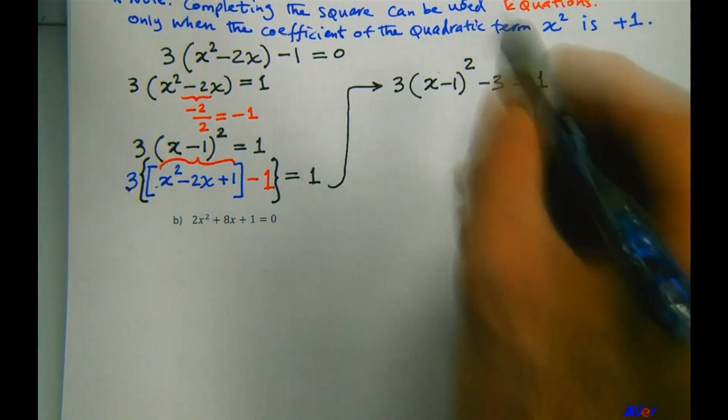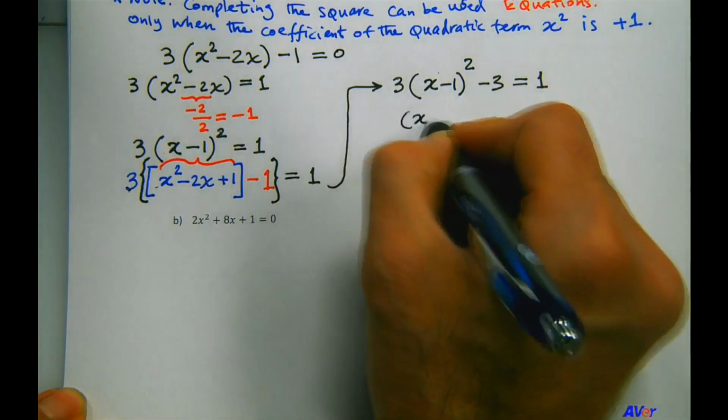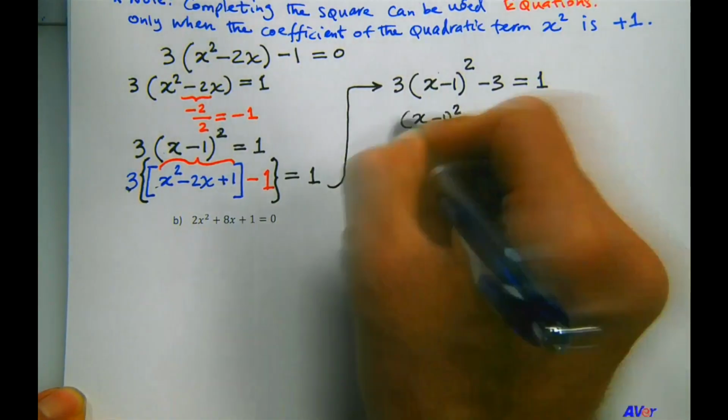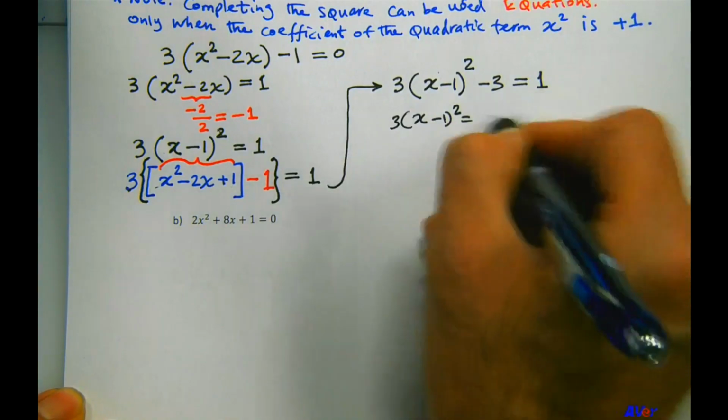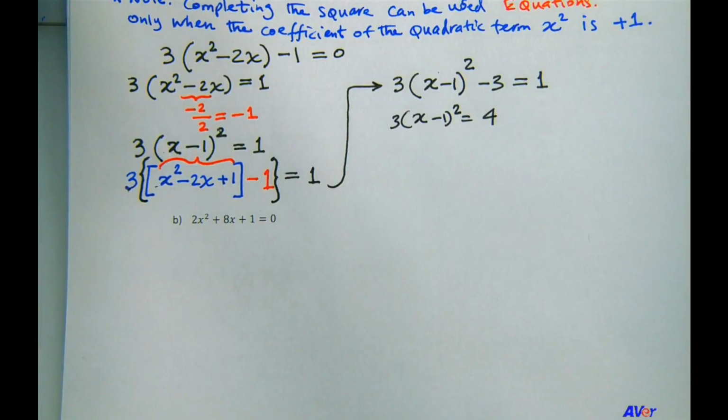So now we have x minus 1 squared equals, let's move that to the other side, 1 plus 3, or 4.